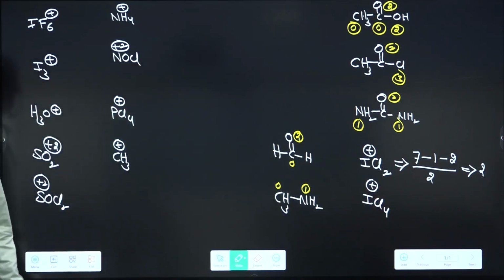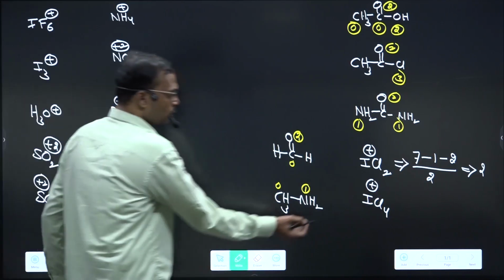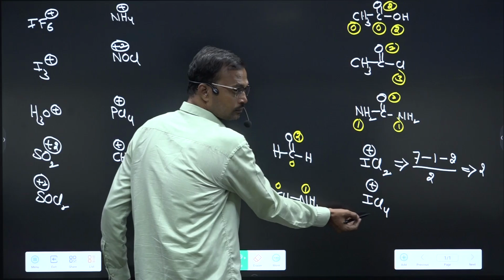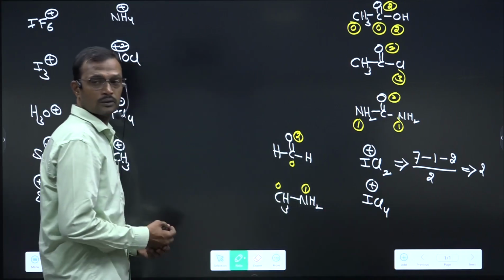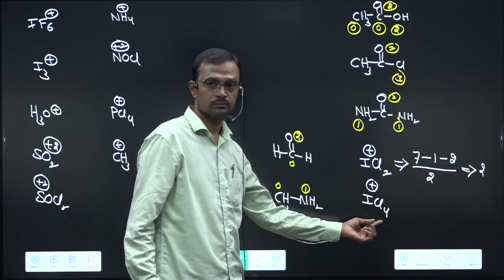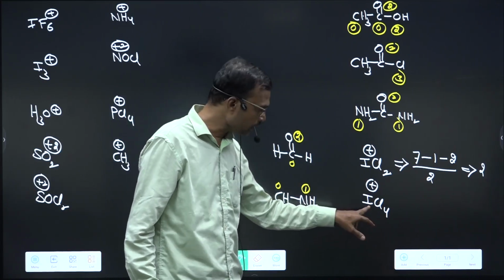Right? Easy or not? In this molecule, how many lone pairs are present? First, iodine carries how many lone pairs?